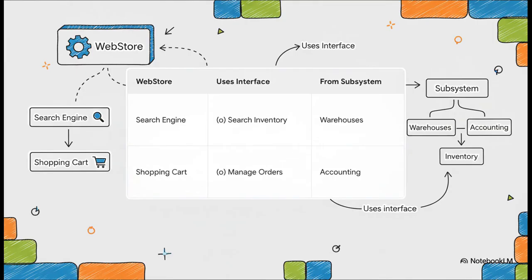And for the final piece of the puzzle, when you're ready to check out, the shopping cart component needs to handle the payment. So it connects to our third subsystem, accounting, and it uses that manage orders interface to finalize the sale. And just like that, we have a complete high-level blueprint. Anyone on the team can look at this one diagram and instantly understand the major parts of the system and, this is the crucial part, exactly how they're allowed to communicate with each other.